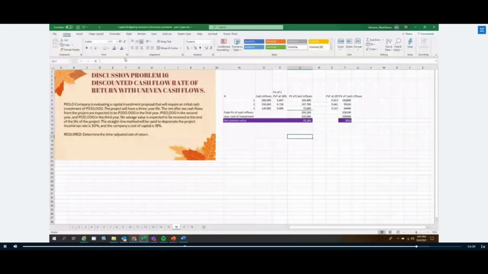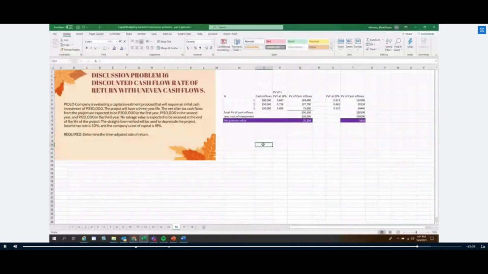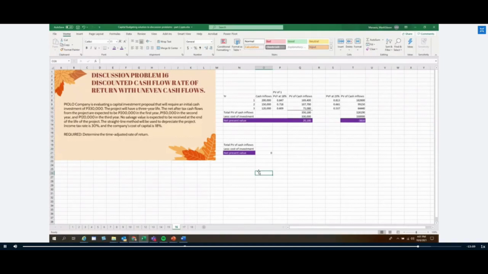Now class, what do we need? We said that when we compute the IRR, your present value should equal the cost of investment. So therefore, the net present value is 0. That's why we need to assume a rate, and this is the trial and error I'm talking about. So let's try 23%.